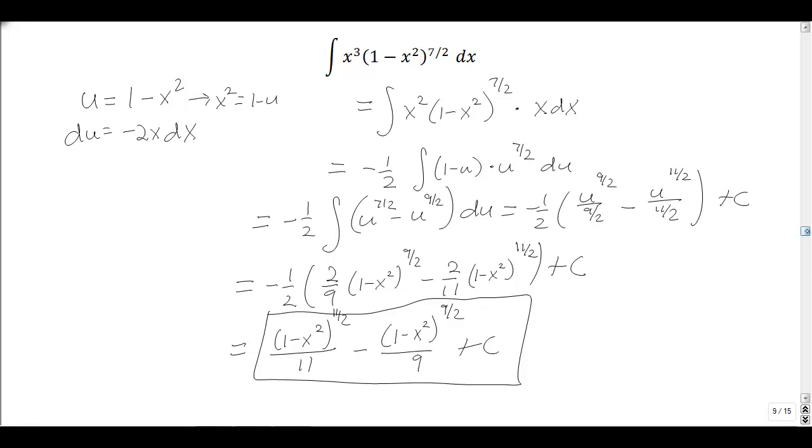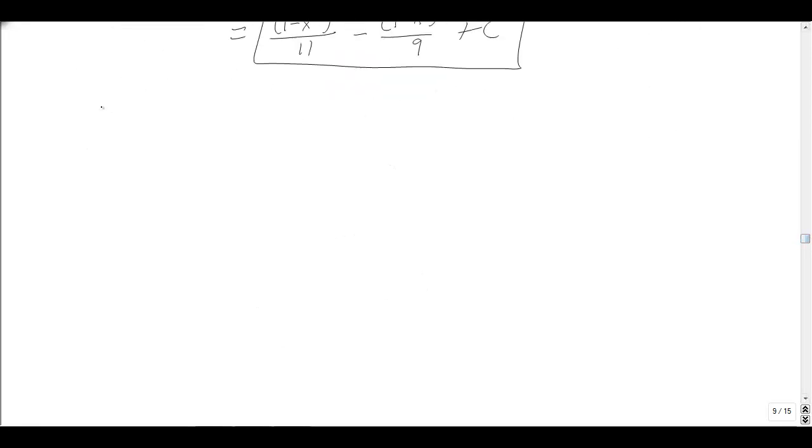Let's use some trig here. So let's copy our integral down. We were doing the antiderivative of x cubed (1 minus x squared) to the 7/2 dx. And we should get essentially the same thing we had before.